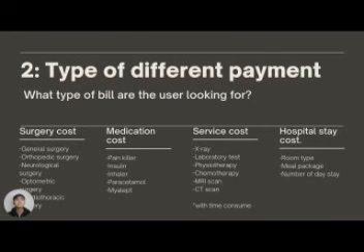Next is the type of the different payment. It is about what type of bill the user is looking for. The first one is the surgery cost. We already declared the five types of surgery, which are general surgery, orthopedic surgery, neurological surgery, optometric surgery, and cardiothoracic surgery. We have already stated the price so that it helps the user to enter it correctly.